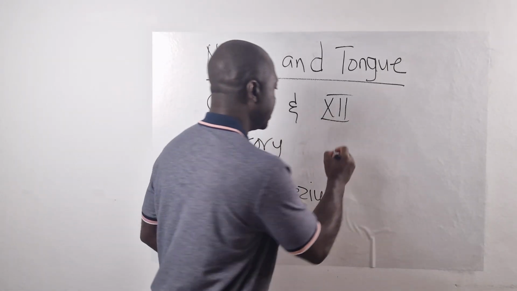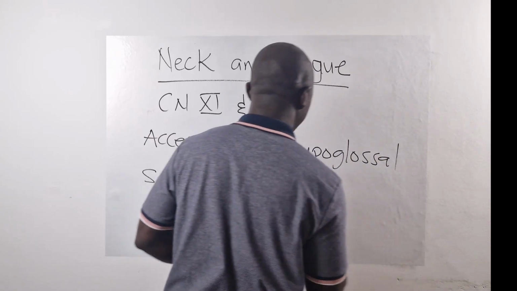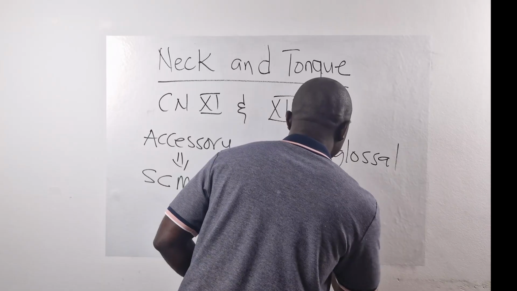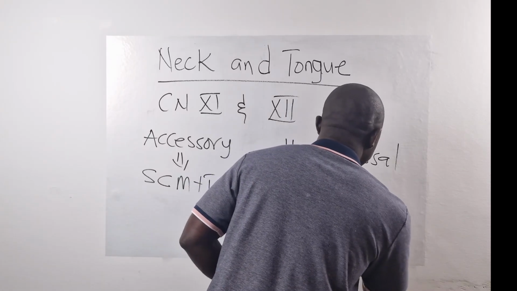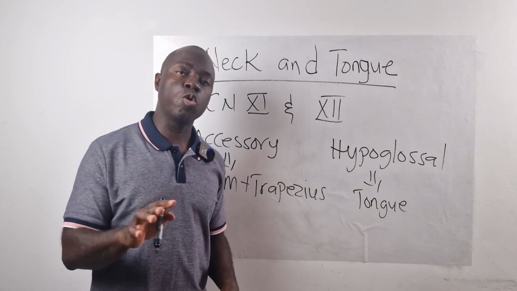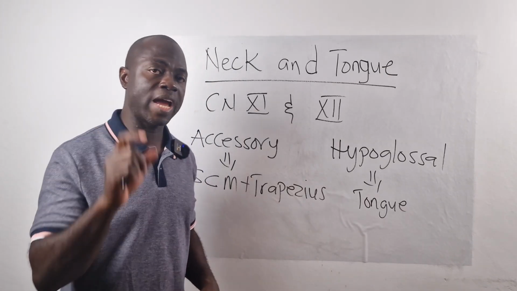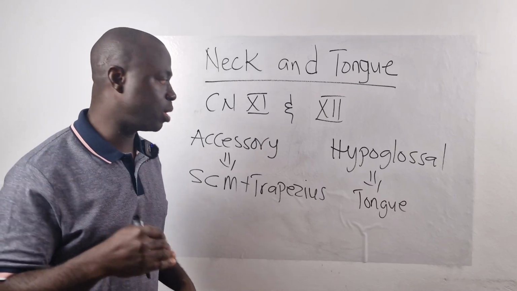Cranial nerve 12 is the hypoglossal nerve. That is responsible for the movement of the tongue. Remember, we have mentioned the tongue for two different cranial nerves, but those were taste fibers. Taste fibers, anterior 2/3, posterior 1/3.